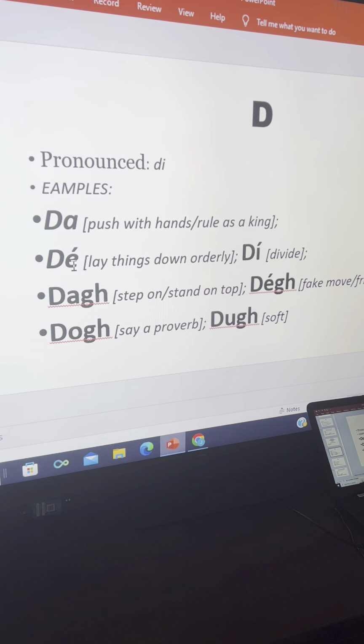D, E, de. So what does that mean? In a word, de means lay things down orderly. The same expression is used when you're fixing your beddings. Your bed, you bring the beddings and fix it pretty good. You lay it down in an orderly fashion. That is de. And here's the other example.